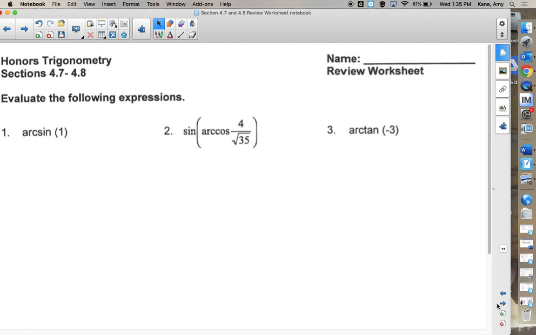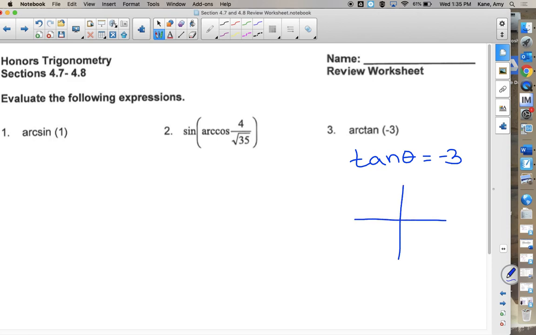Number 3, looking at the arctangent of -3, the first thing you would do is rewrite this as an equation. That would be step 1. Draw yourself maybe a little diagram. We just said tangent has to be between -pi/2 and pi/2. And then you're trying to think of an ordered pair that would give you a -3.